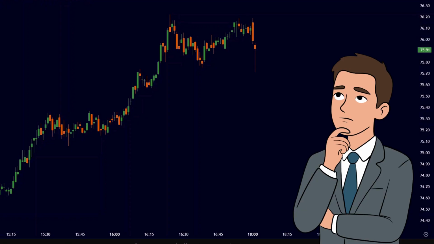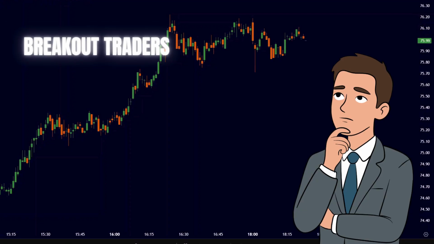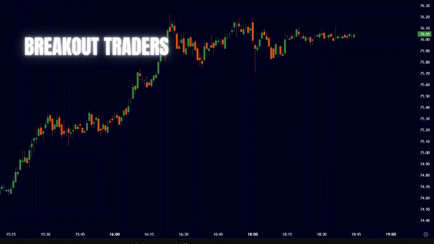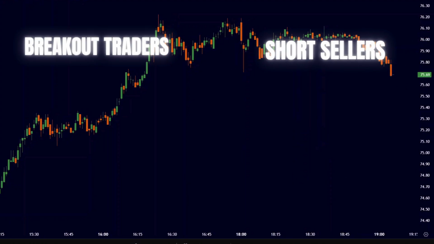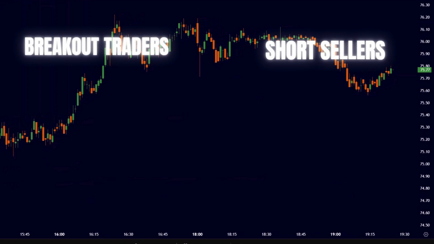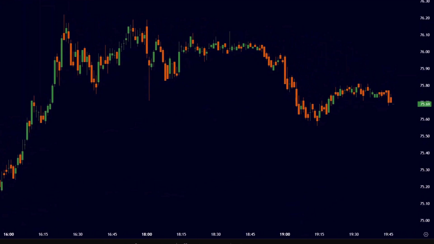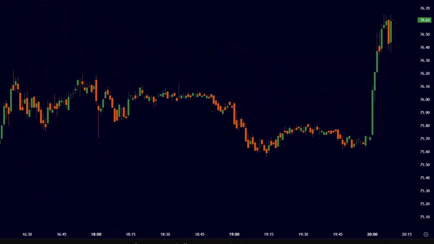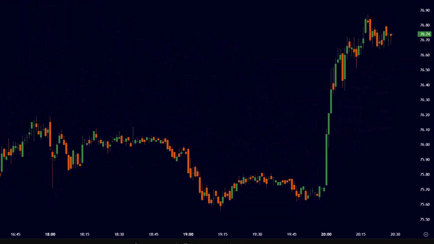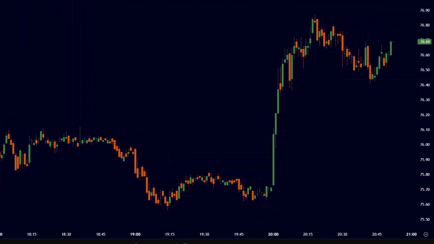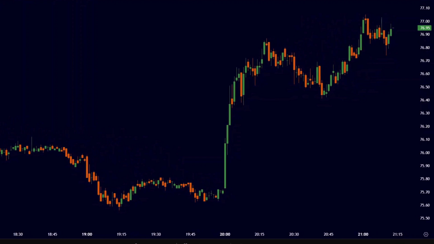Think about who has orders resting above a swing high. Breakout traders who are waiting for a breakout above resistance. Short sellers who entered at or near that high and have their stop loss placed just above it. Traders who set buy stop orders to enter long if price breaks out. All of these orders are sitting above that high. They are the liquidity.